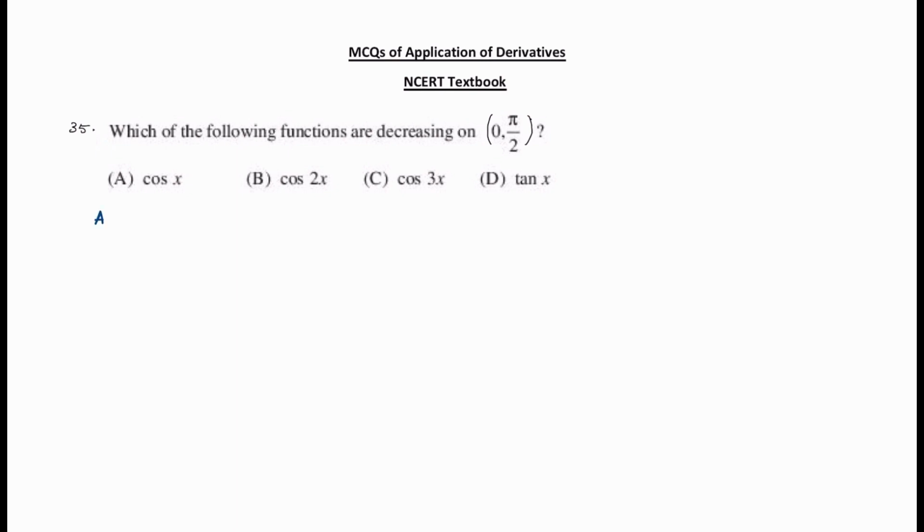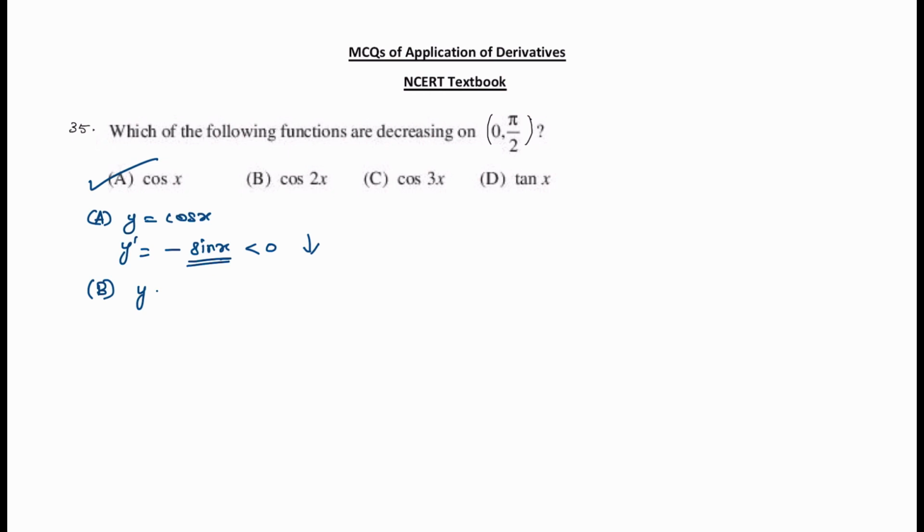Let us check the first function. We will take it as y. Y dash is minus sine x. And the given interval is open interval 0 to pi by 2, first quadrant. We know that in the first quadrant sin x is positive, but minus sin x will be negative. Therefore, the function is a decreasing function in the given interval.